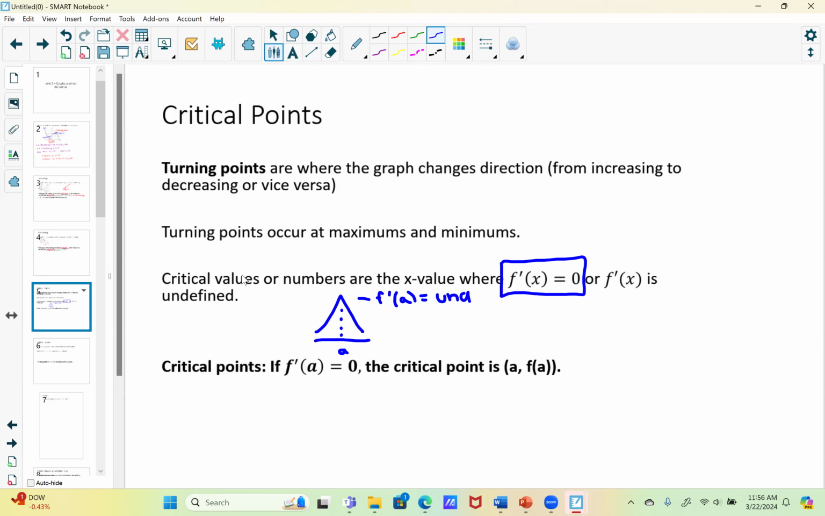So the critical values or numbers are the x value where it occurs. If I want the critical point, then I want the x and the y value. So I would find the x value by setting the derivative equal to 0 and solving it, and then I would find a is my x value. And I would plug a into the original function to get the y value, to get my point. And we'll do a problem like that in a minute.